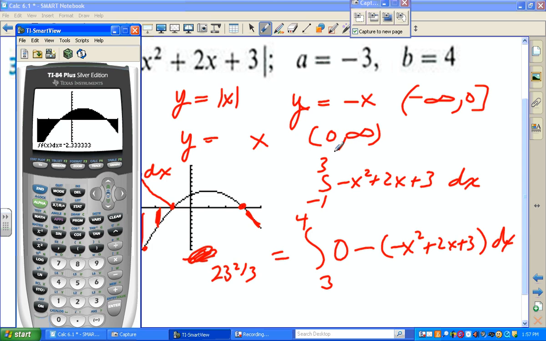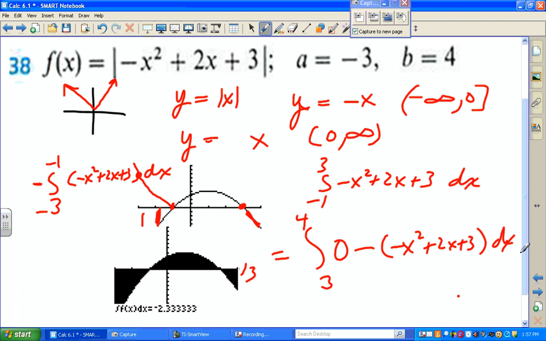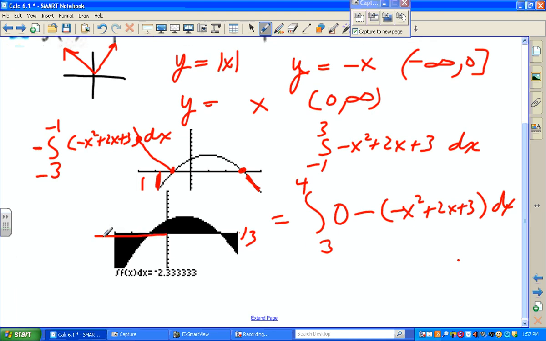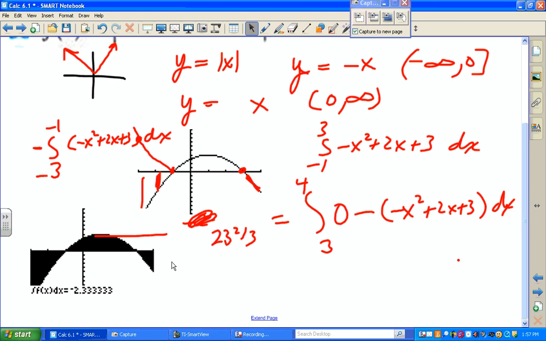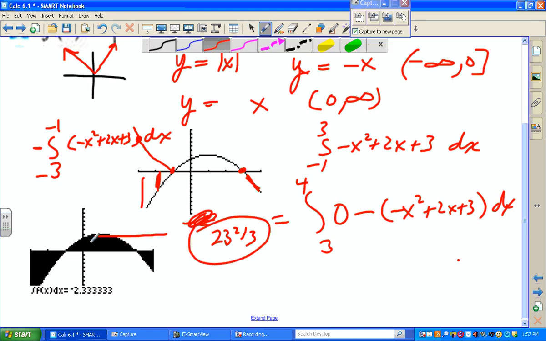Right, it's all positive. Below the axis is what? Negative. Above the axis is positive. So you got some positives, you got some negatives, and if you make them all positive, that's what it turns out to be. Nice.